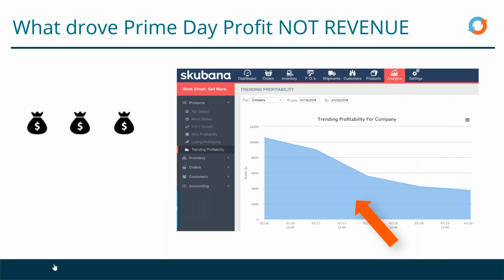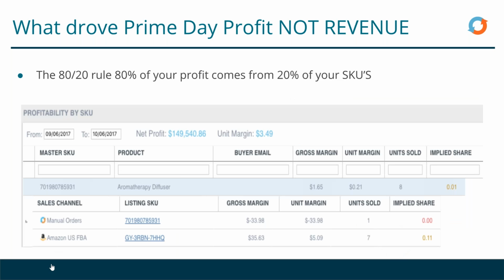Are you losing money on certain SKUs? So one of the things that I encourage, whether you use Skubana or not, is to have an idea, and this is profitability from Prime Day, is knowing, are you making money or not, so you can actually start deploying your capital at the right SKUs.